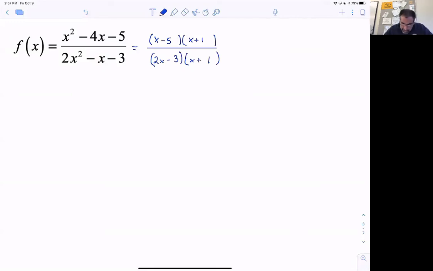Let me just double check this real quick. I'm going to get 2x squared, plus 2x, minus 3x. So plus 2x minus 3x gives me that negative x, and I'm going to get that negative 3. So I think we're in pretty good shape on this.